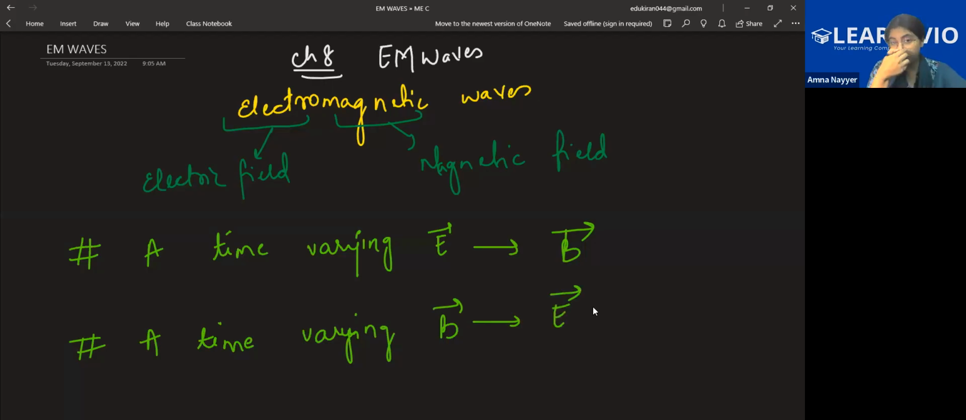Now, how they are being produced is best studied with the help of a graph, and that graph is very important. So first you write this down, then I'll start with the graph.